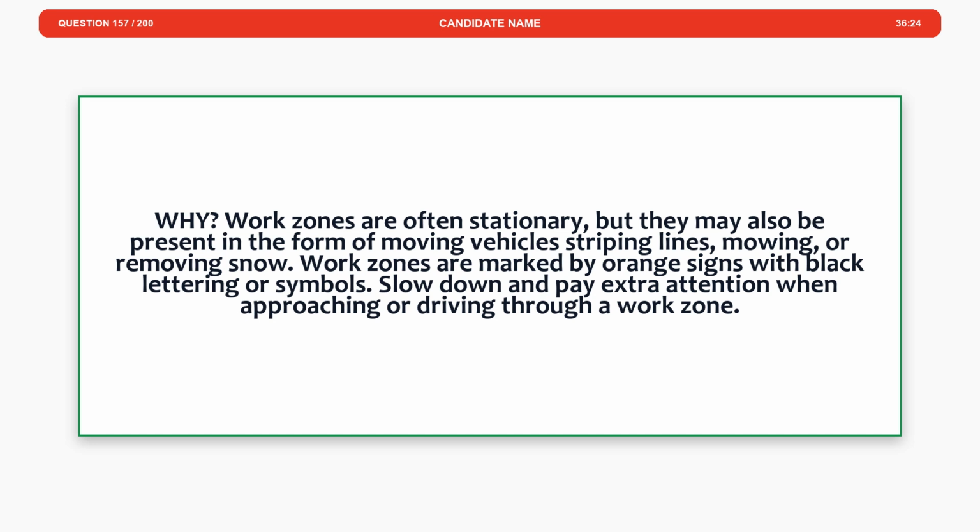Explanation. Work zones are often stationary, but they may also be present in the form of moving vehicles striping lines, mowing, or removing snow. Work zones are marked by orange signs with black lettering or symbols. Slow down and pay extra attention when approaching or driving through a work zone.